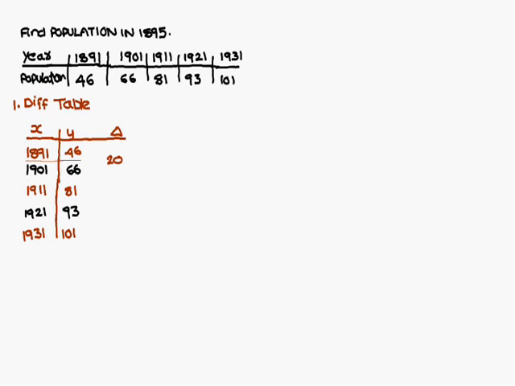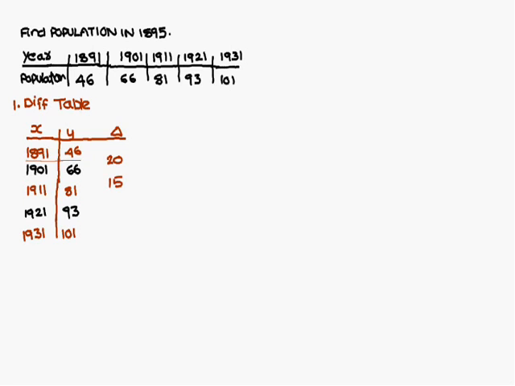Next, you have to construct the differences. So 66 minus 46 is 20. That you have to write between these two values. So here I have written 20. Similarly you have to find 81 minus 66, and write the difference here. Similarly 93 minus 81, write the difference here. Similarly 101 minus 93, write the difference here.